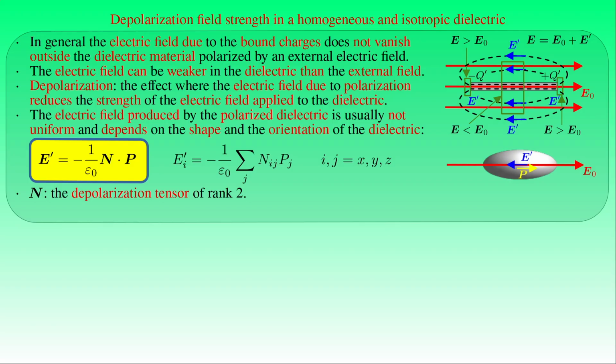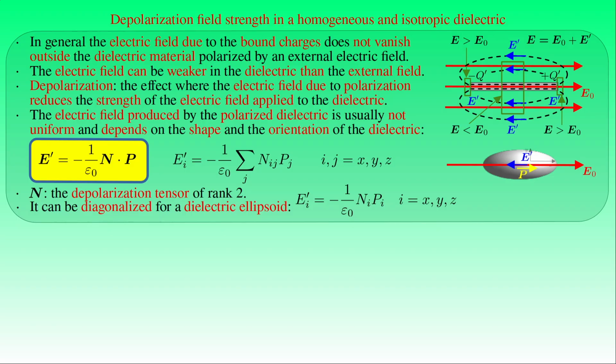As a special case, we consider an ellipsoid made of an isotropic and homogeneous dielectric material, and apply a uniform electric field E0 to it that is parallel with one of the principal axes of the ellipsoid. Then the matrix representation of the depolarization tensor can be diagonalized in the principal axis system of the ellipsoid, and it is enough to use only its three principal values to determine the components of the electric field E'.